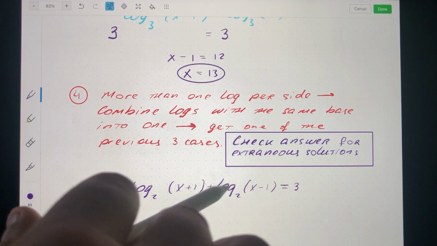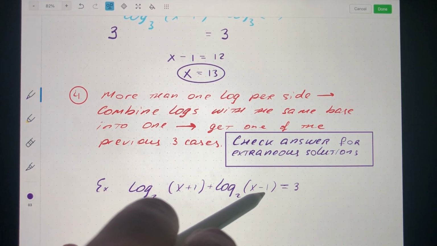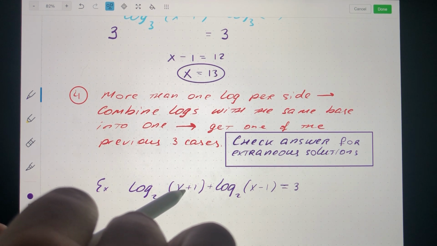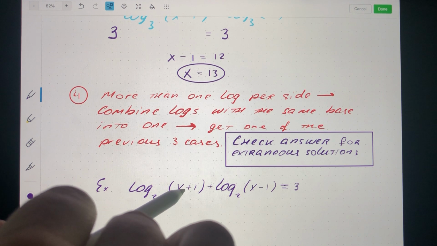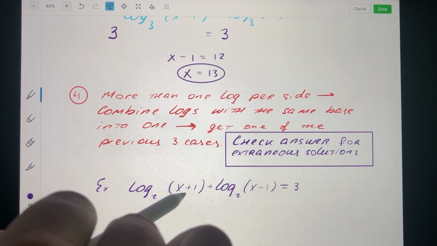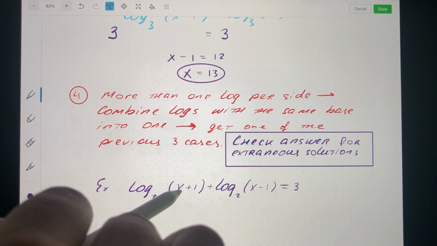And the way we check them is we put them back into the original question and see if the inside of the logarithm is negative or 0. If it happens, then we have an extraneous solution, because the inside of a log is always positive. It can never be negative, it can never be 0. If that happens, that's not a solution, it won't work.